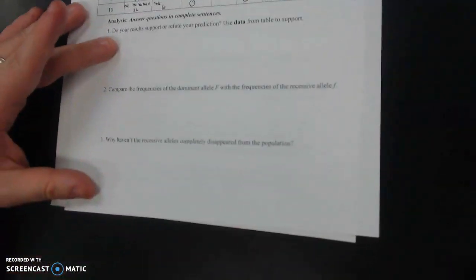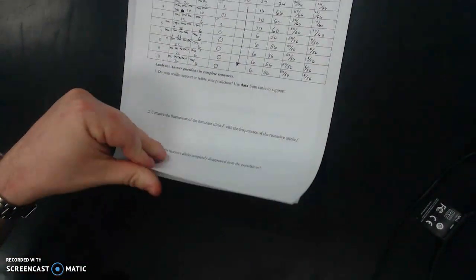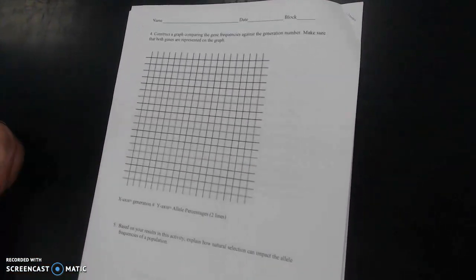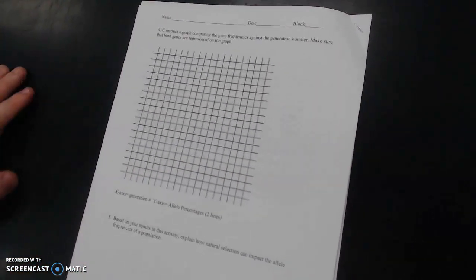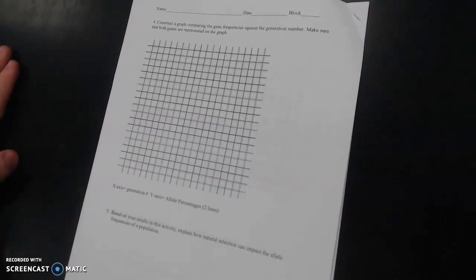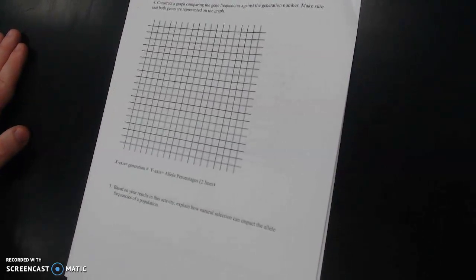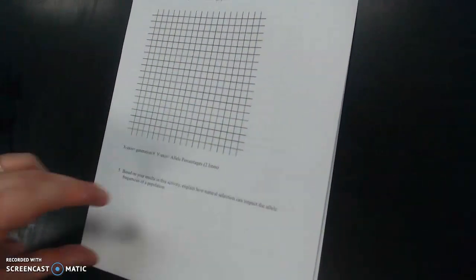So there are some reflection questions here, as well as a lovely graph. I miss graphs. In this graph here, you're going to be asked to graph both the percentages, not the numbers, but the percentages of the 2 populations. So you'll have 2 different line graphs in this one. You probably want to try to color code them, one being orange and one being green, and show how those percentages change over time. There is one final question, and then that is the lab. So if you have any questions, please ask either Mr. Ernst or I, and we will be happy to assist you.